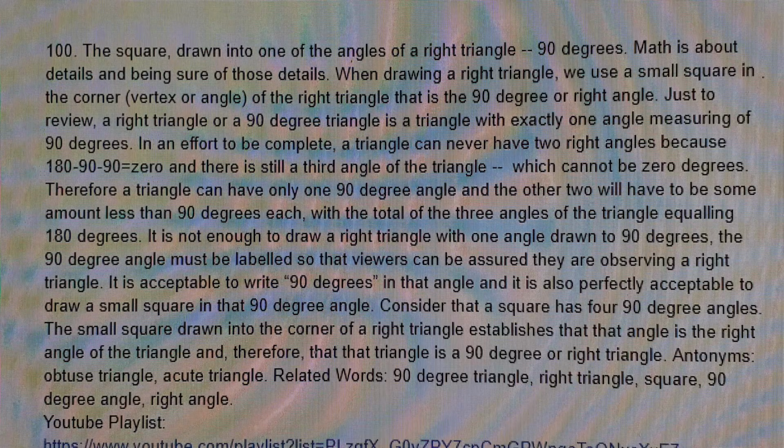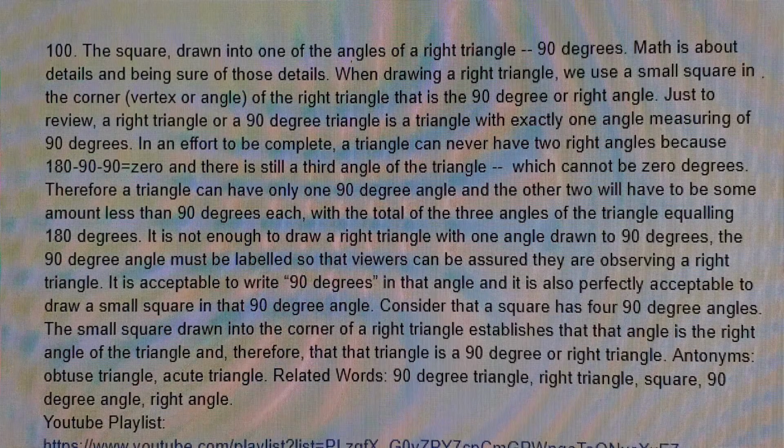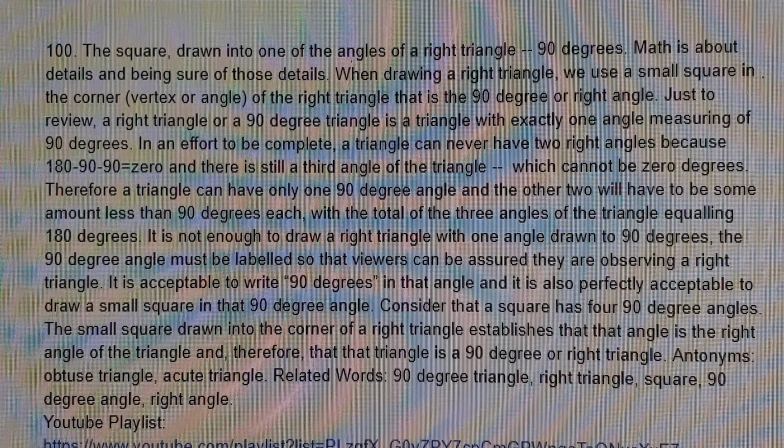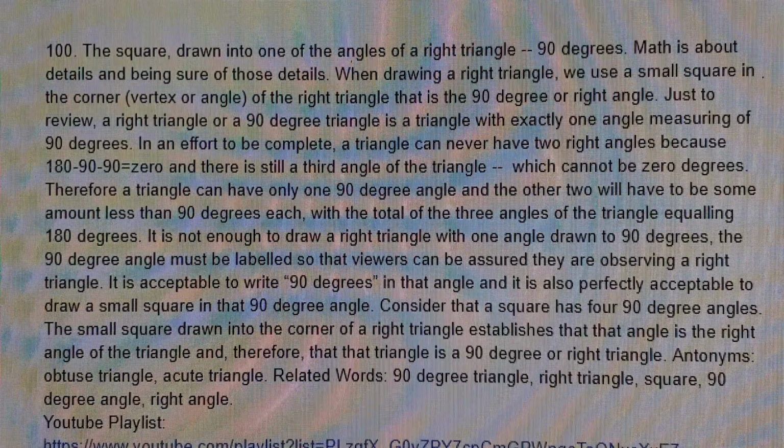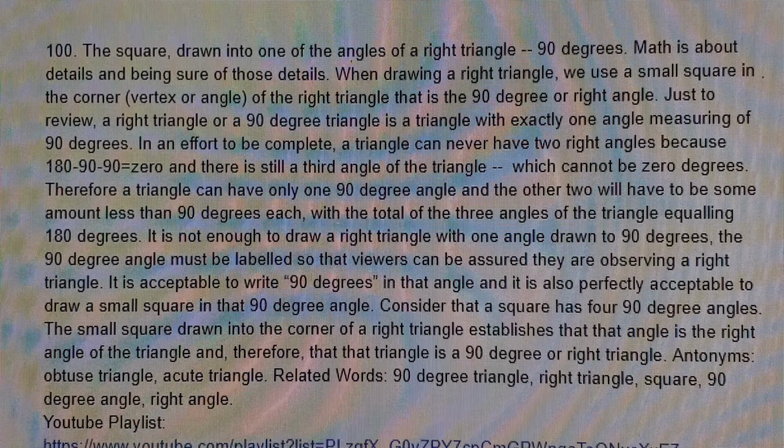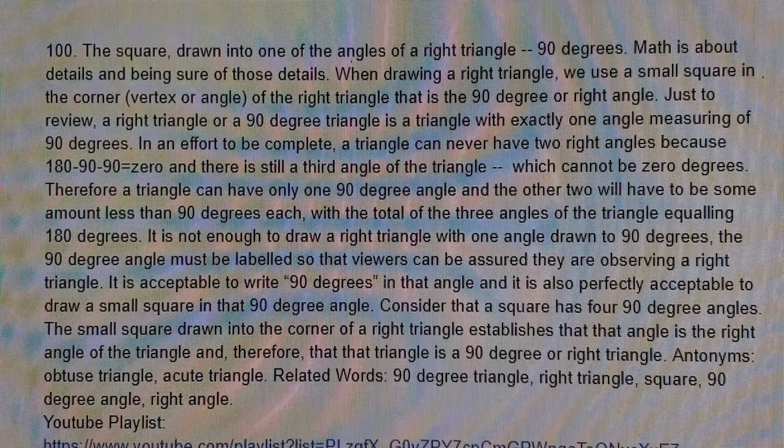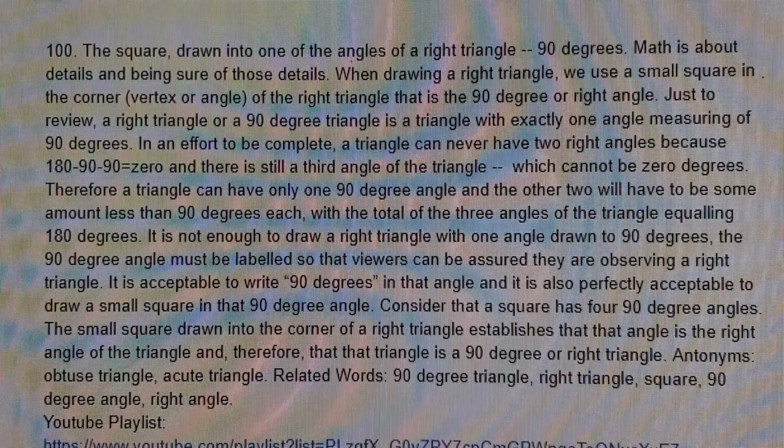Just to review, a right triangle or a 90-degree triangle is a triangle with exactly one angle measuring 90 degrees. In an effort to be complete, a triangle can never have two right angles because 180 minus 90 is 90, and 90 minus 90 is 0, and there is still a third angle of the triangle, which cannot be 0 degrees. Therefore, a triangle can have only one 90-degree angle, and the other two will have to be some amount less than 90 degrees each, with the total of the three angles of the triangle equaling 180 degrees.